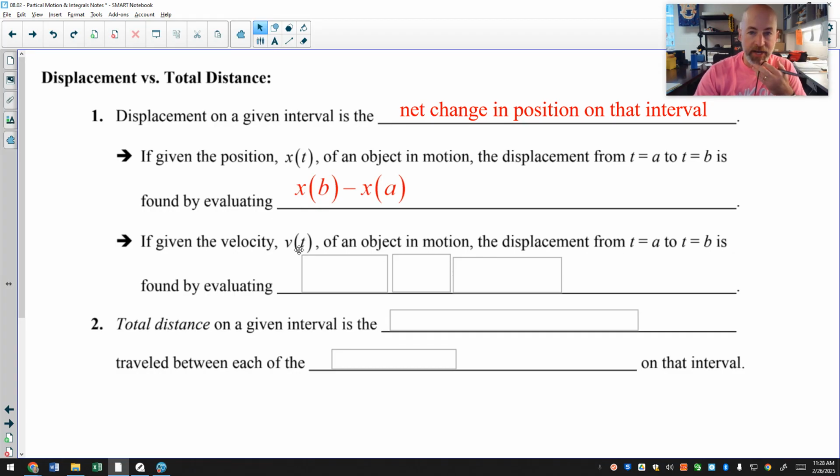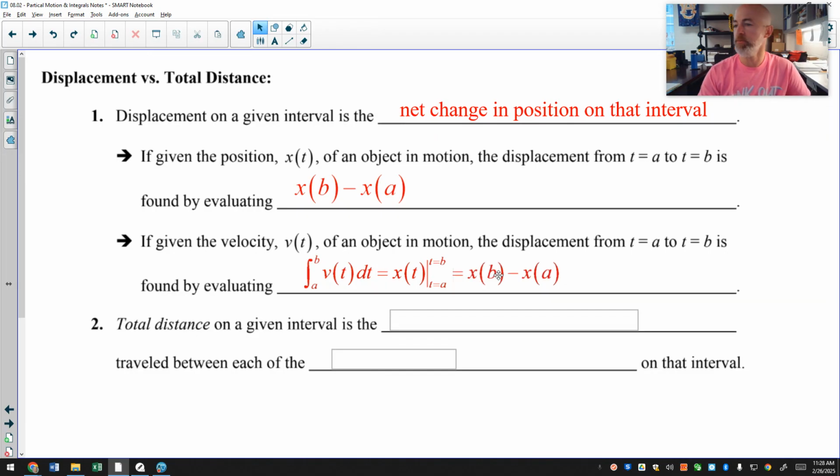If you're given the velocity and you want displacement, well, we need to work back to position, so we will find the antiderivative of velocity and evaluate that on the interval a to b. And the antiderivative of velocity is position, and then when you evaluate that definite integral, you end up doing the exact same thing we did up here. Final position minus initial position. And again, the sign of that answer will tell you whether you moved that many units to the left or to the right. Total distance is different, though.